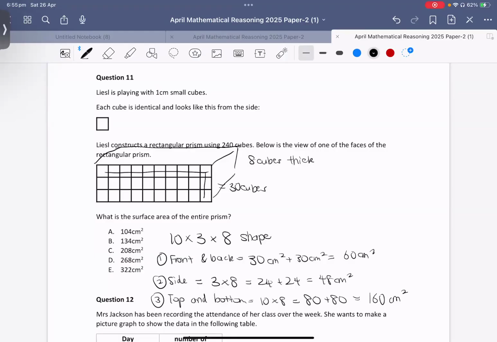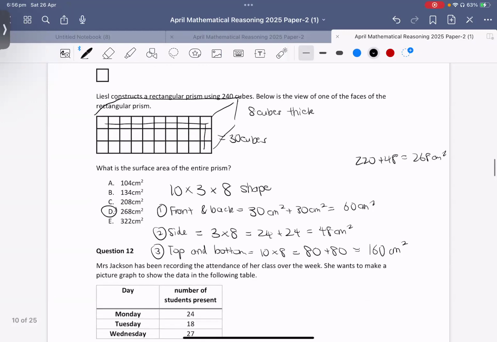Okay, so when you're doing surface area, just be really careful that you're doing it step by step. So 160 plus 60 is 220. And then 220 plus 48 is just 268 squared centimeters. So the answer is D. Okay.